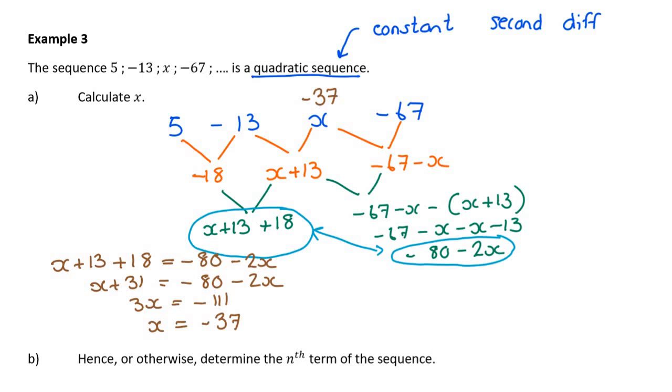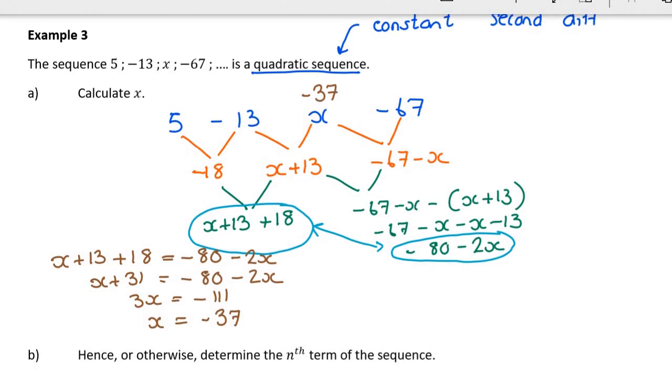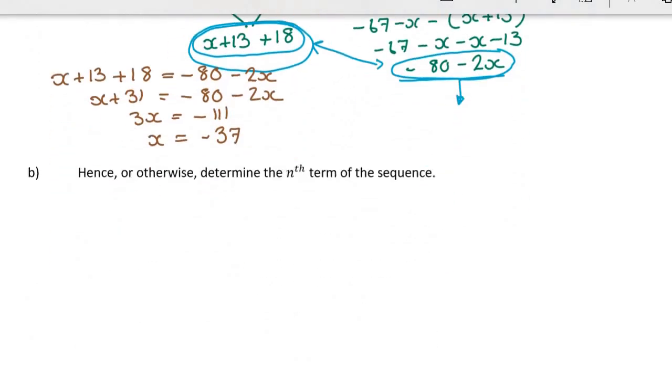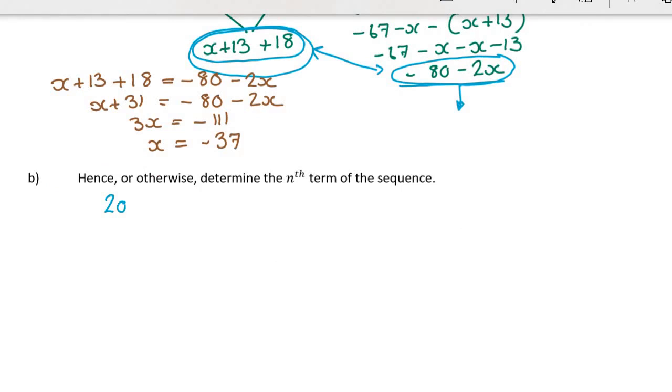So that's great. Now it says hence or otherwise determine the nth term of the sequence. Now this is something we should be good at now. Now I do actually have an expression for that second difference. This is the second difference, negative 80 minus 2x, or I could use this x plus 31 to actually find my second difference. So instead of actually redoing everything, I could say 2a, which is my second difference, has to equal this x plus 31, which I've gotten from there because it's just the easiest thing to use. Now I know that x is minus 37, so minus 37 plus 31, so 2a is negative 6.